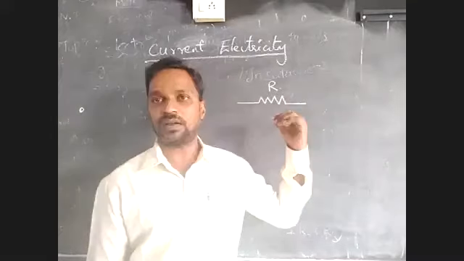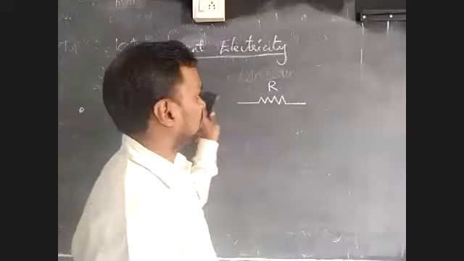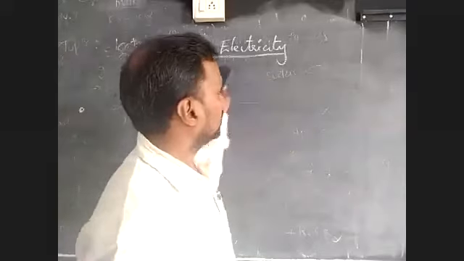The unit of electrical resistance is ohm. It is named after the scientist George Simon Ohm. Now the multiples: 1000 ohm is equal to 1 kilo ohm. 10 to the power of 6 ohm is equal to 1 mega ohm. Giga ohm also we have studied: 10 to the power of 9 ohm is equal to 1 giga ohm.